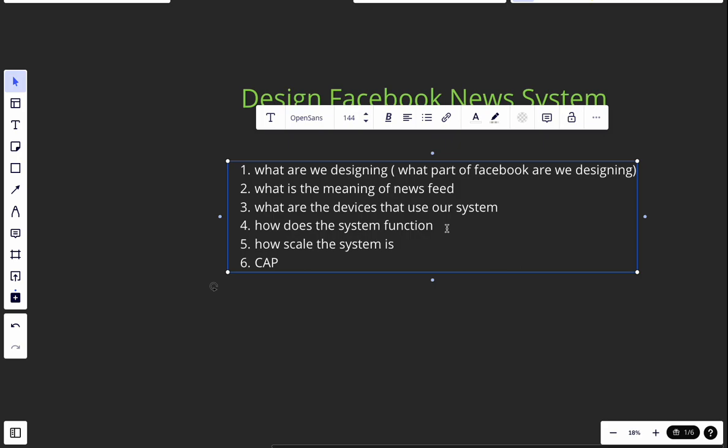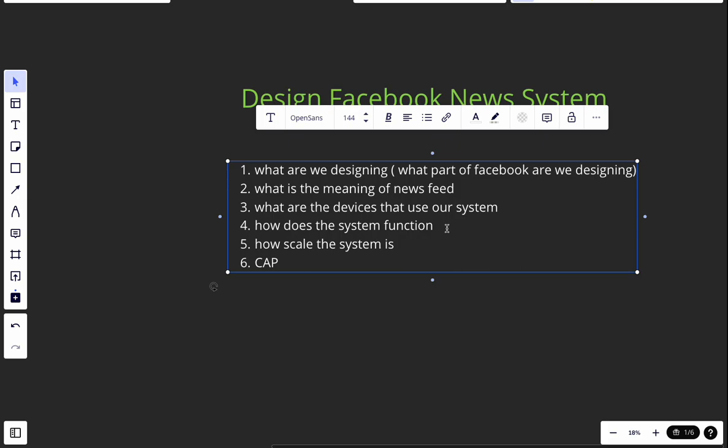So I will say that first of all, what are the important features of the newsfeed that you need me to design? Because I can't design the full newsfeed. So we will say that, okay, maybe let's think that a user can publish a post and see his or her friends' posts on the newsfeed page. Let's narrow it like that.